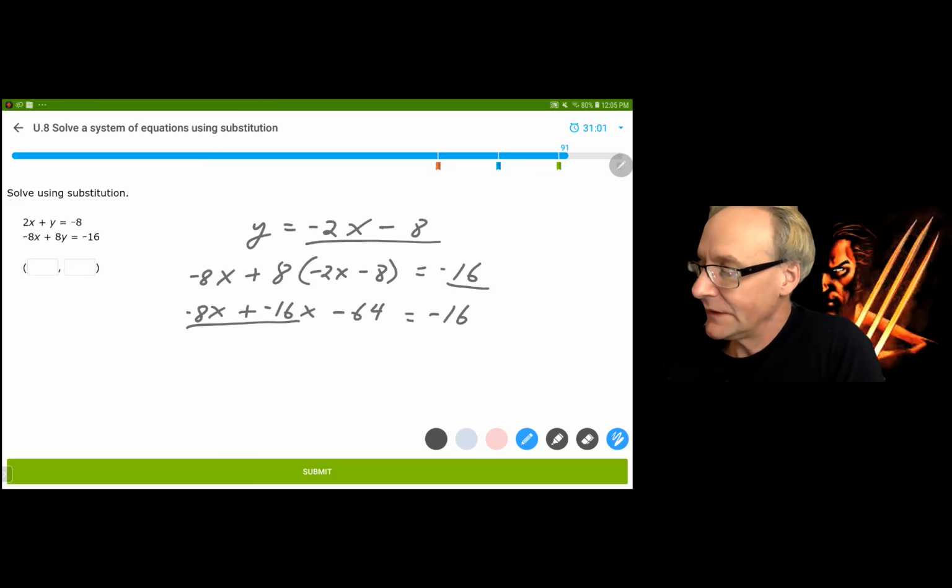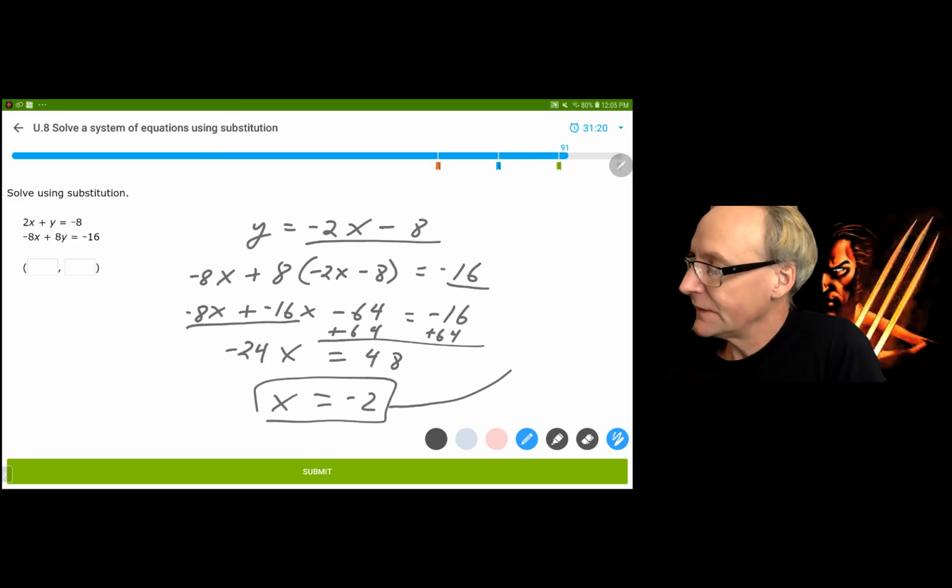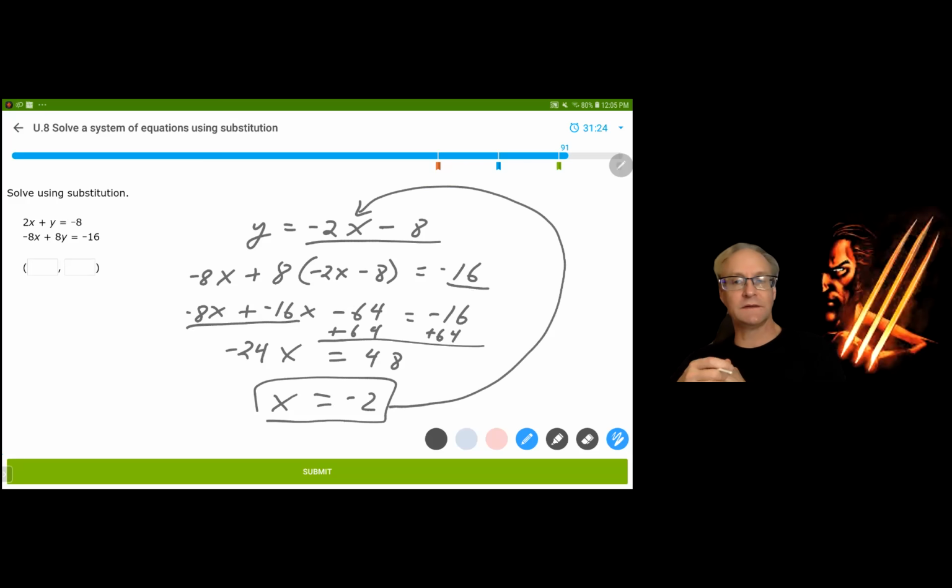Now I'm going to add these two together. That's negative 24x. I'm going to add the 64 to both sides. I'll write it down for you. It's going to give me 48, isn't it? Anyway, I'm going to divide by negative 24, and I get negative 2 for x. And I need to substitute the negative 2 in. Now I've got negatives all over the place, and that can give you trouble. But the y is going to be negative 4.